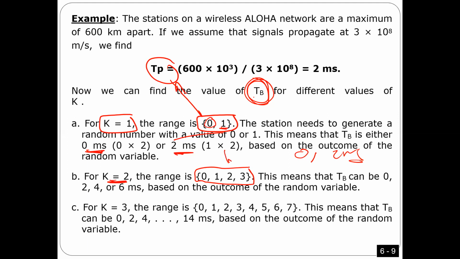So I'm going to select a random number in this range, in this set. That means if you select 0, I'm going to wait 0 milliseconds, or 2 milliseconds, because everything here I'm going to multiply by 2. So 2 milliseconds, 4 milliseconds, 6 milliseconds. You can see the numbers are getting bigger. Also here, it's the same thing. If K is equal to 3, this is the range I have. The more you fill, the bigger the space, the bigger R, the bigger the time you are going to wait. Any questions?